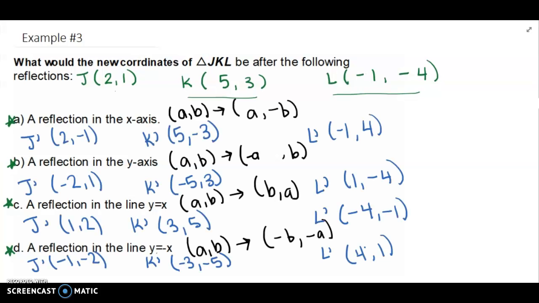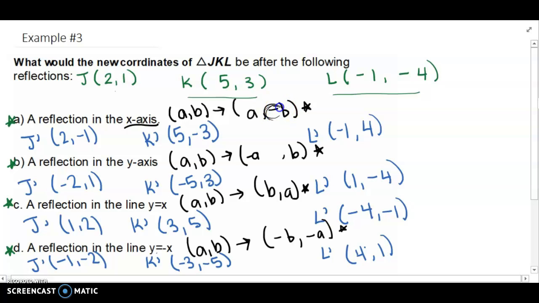All right, guys, so here is what you should have got for the answers. Here in black, all I did is I copied those down from those rules. So when we reflect over the x-axis, all we're doing is making our y-coordinate the opposite. So if it's positive, it goes to a negative.